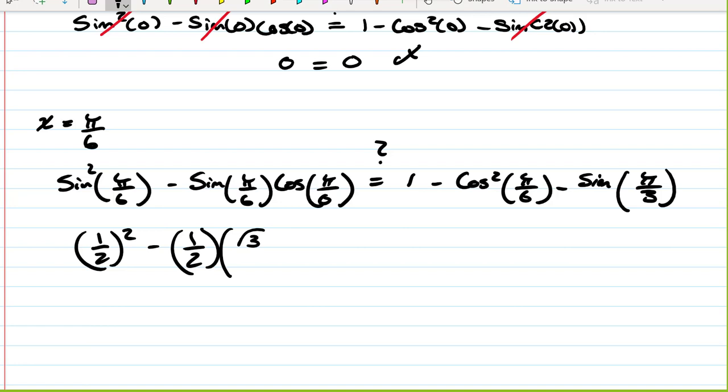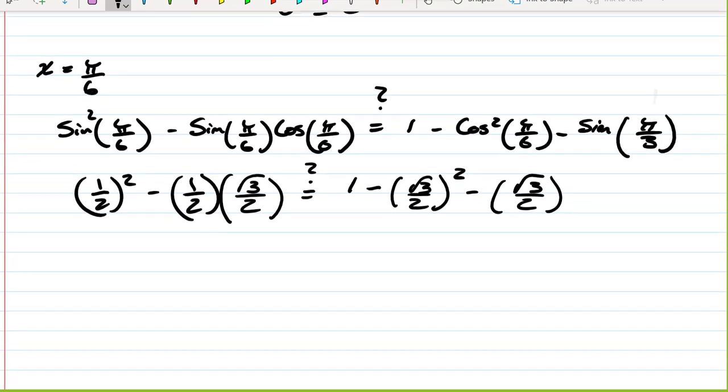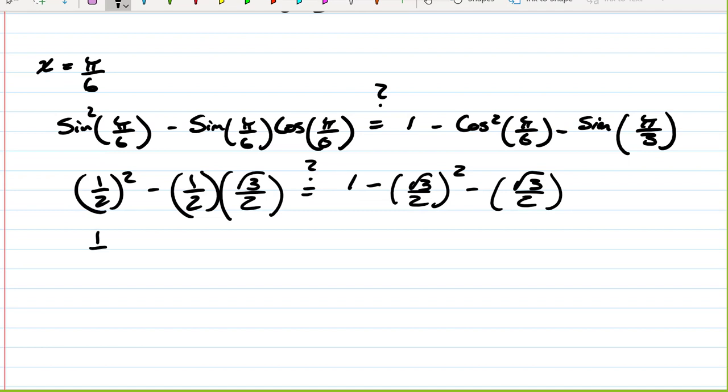of 3 over 2, and we want to know, does that equal 1 minus the cosine of pi over 6, which is still square root of 3 over 2, squared, minus the sine of pi over 3, and the sine of pi over 3 is going to be the square root of 3 over 2. And when we start simplifying, 1/2 squared is 1/4 minus the square root of 3 over 4. And we want to know, does that equal 1 minus square root of 3 over 2 squared, which is 3/4, minus the square root of 3 over 2.